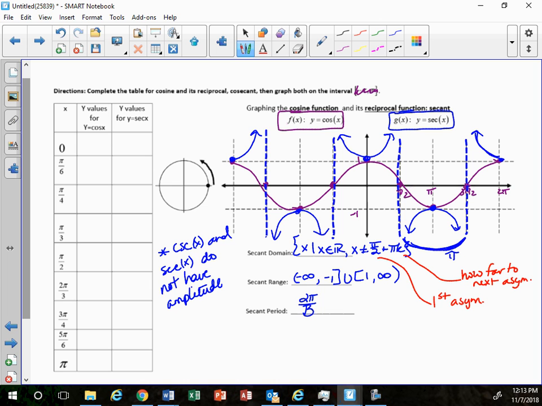So don't let me trick you on a quiz or a test question. If I say, what's the amplitude? None. Like these. Okay. Does that make sense to everybody? Okay. All right, tangent and cotangent. We get to graph those next.